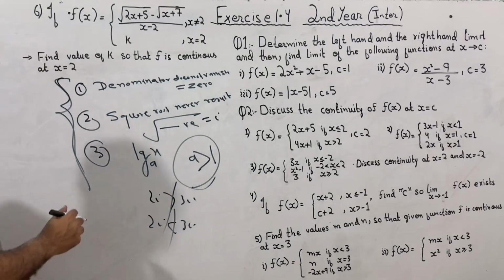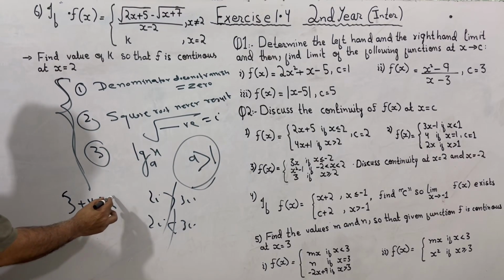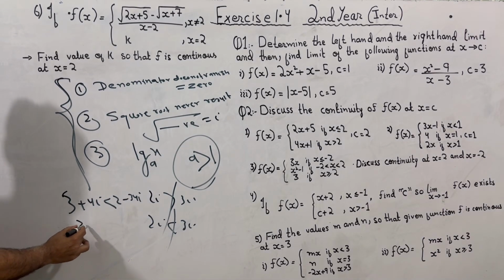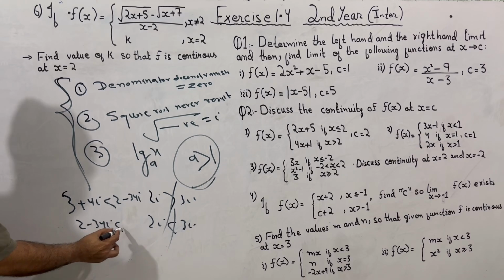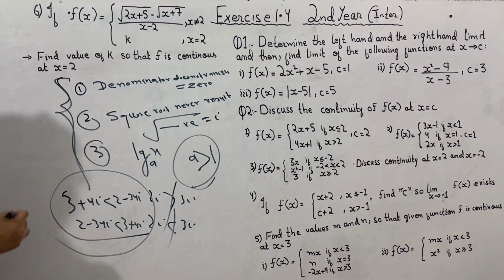Whenever we have iota, we are not in a position to decide which one is smaller or greater in the case of complex numbers. This is the drawback of complex numbers. You should be aware of that.